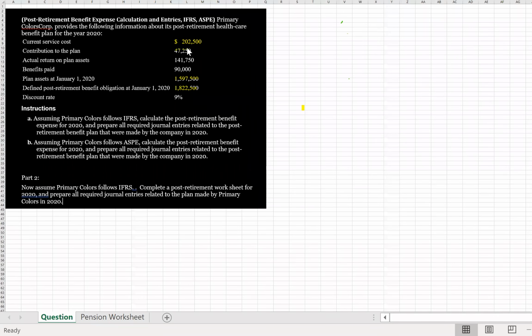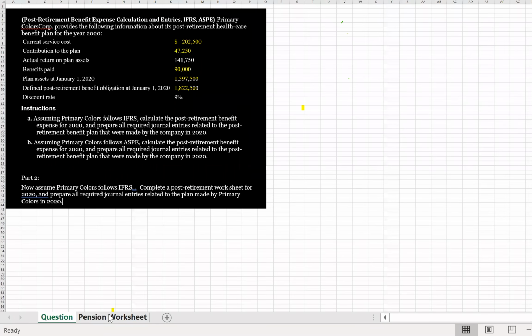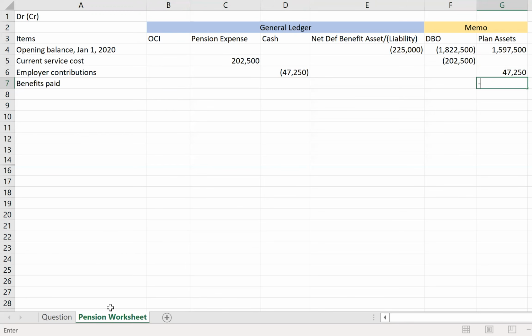So we got that. Then we've got benefits paid. Let's do that one next. 90,000. Benefits paid. Okay, so a common mistake is to show this as a decrease of cash in the corporation. But the way that a pension plan works is that the employer has contribution. So it moves money into the pension plan, and then the pension plan is responsible for paying out any of the benefits. So paying out these benefits, how much is it? 90,000. So this is going to decrease our plan assets by 90,000.